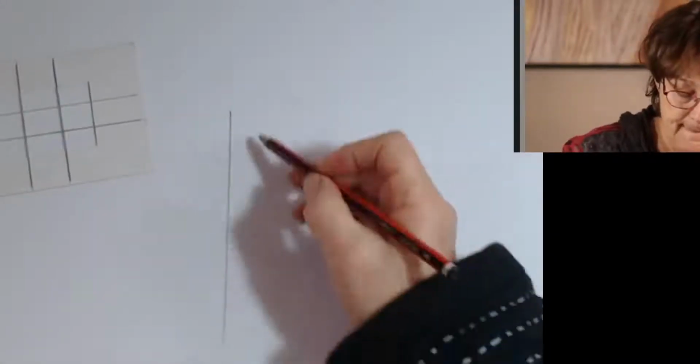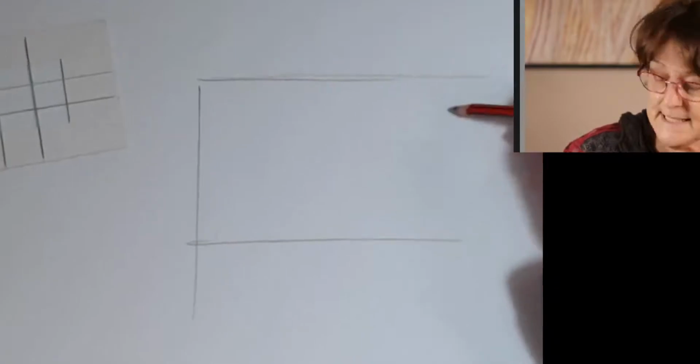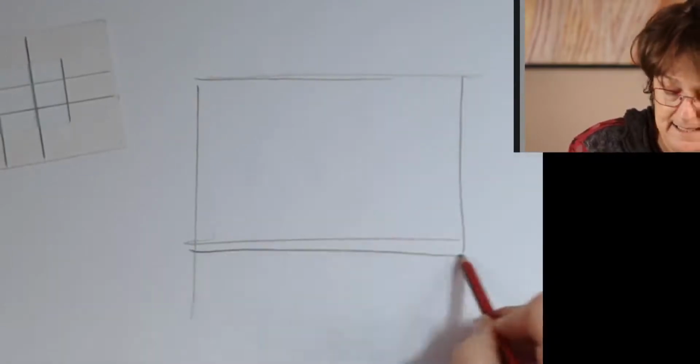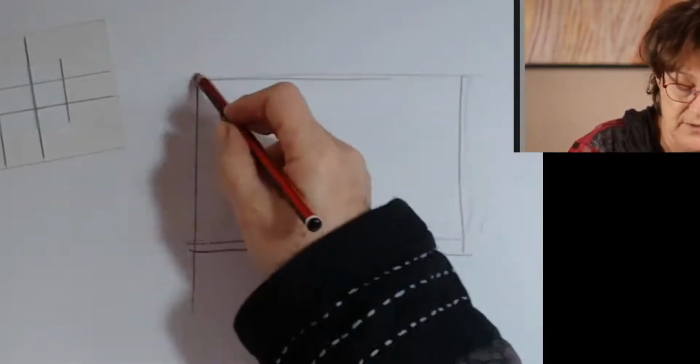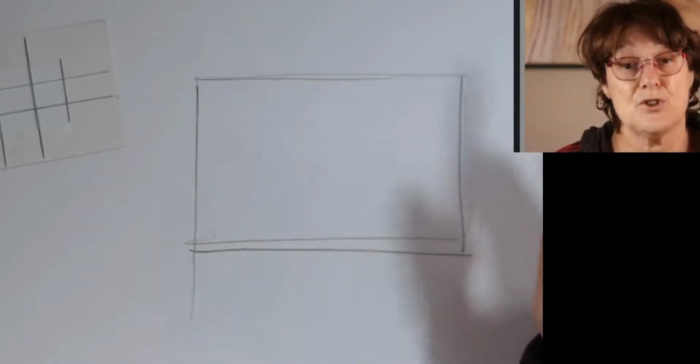So let me give you an example. Let's say, and your rectangle that you work with doesn't necessarily have to be that golden ratio for this attraction to work.